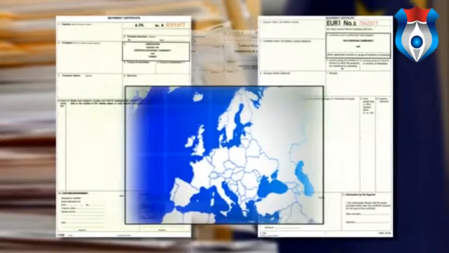The ATR and EUR1 certificates establish the customs duty status of goods that qualify for preference when goods are exported to countries that have preferential trade arrangements with the European Union. So you would need one of these when exporting goods over a certain value within the EU and other preferential countries, such as Norway, Switzerland, Turkey and Morocco.